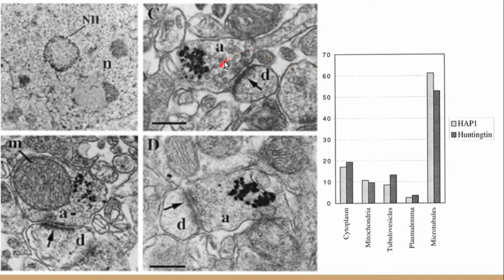But again, note that you can see the active zone, you see the synaptic vesicles, so we know this is the axon, this is the dendrite, and again, just as the other research group found, the Huntington aggregates tend to be near the periphery, near the back, perhaps where you might find the microtubules.